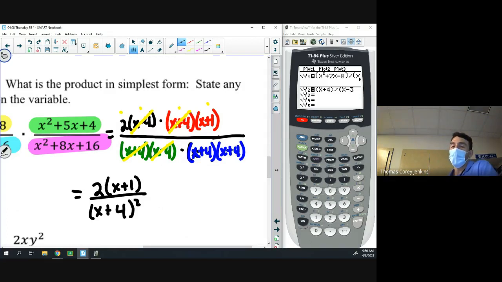All right, now I'm not sure if MathXL would accept that. I probably would if it were a test. If not, though, they're just wanting you to multiply through up top, right? So if that's not acceptable, then they would be looking for 2x plus 2 over x plus 4 squared.